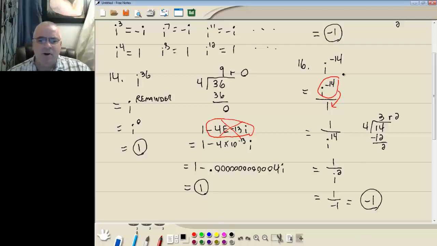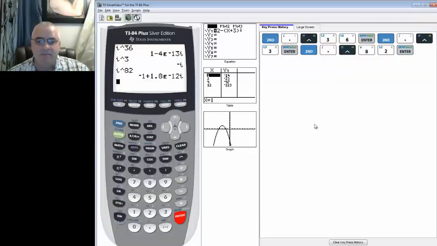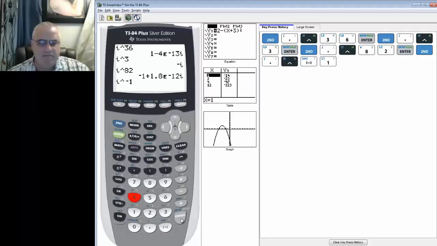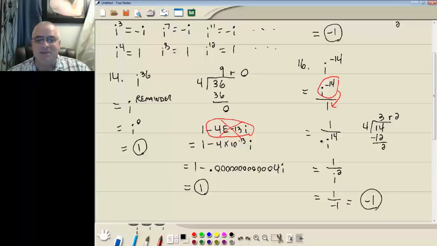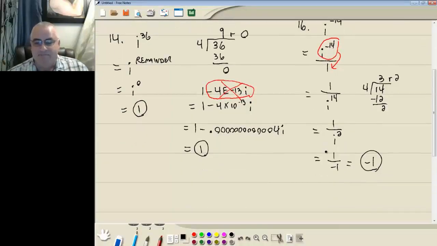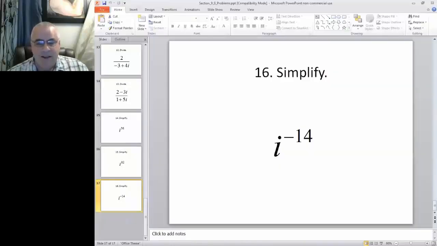This might be small enough to where I wouldn't get a numerical error on the calculator. Let's see. Do second decimal, caret, negative 14. And again, I'm wrong. So you may find those easier to do by hand. And that was our last problem, and that's complex numbers.